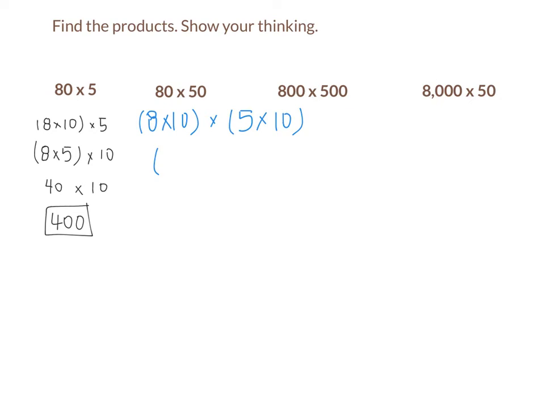So I can rewrite this using the associative and commutative property as 8 times 5. Yes? Now I've taken care of those 2 numbers. Are the rest multiples of 10? So it's 10 times what? 10. Very good.